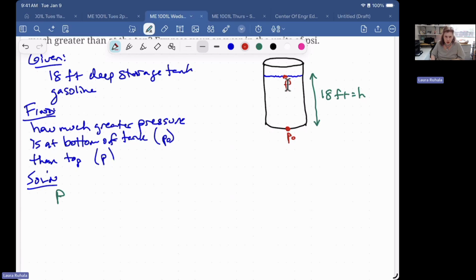Okay, so the pressure at any point is going to equal the pressure at the bottom, so that's your P naught, plus rho g h. This is where you have to be really careful to make your rho not look like your pressure, like a P. Okay, this is equation 6.4.